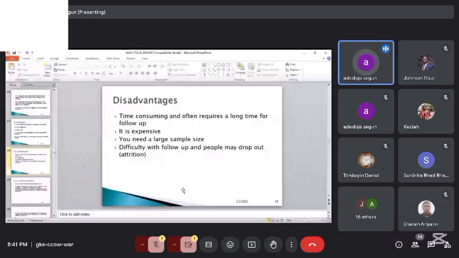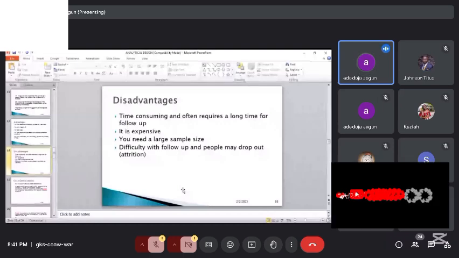You need a large sample size. Why do we need that? Because it is difficult to keep the exact number of participants that we have from day one to the last day. They have the freedom to partake or not to partake. They can drop out at any time. So one of the disadvantages is difficulty with follow-up, and people may drop out.